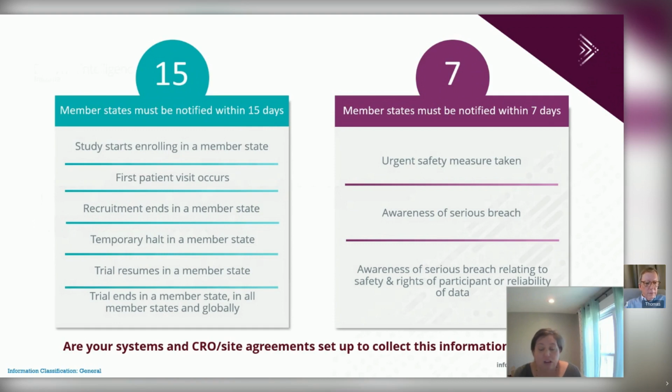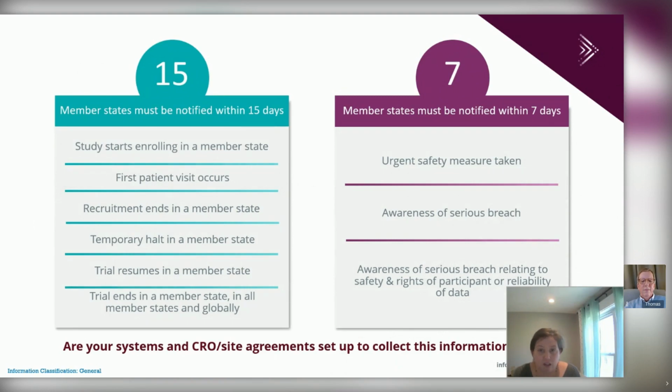If you're running that trial in 10 different countries, then you will have 10 different notifications that need to be made. This also needs to happen when the first patient first visit occurs, when the recruitment ends, when there is a temporary halt, when the trial resumes, and when the trial ends in a member state. And in all the member states, which looks like it's done indirectly by taking the latest in each member state, and when the global end of trial is reached.